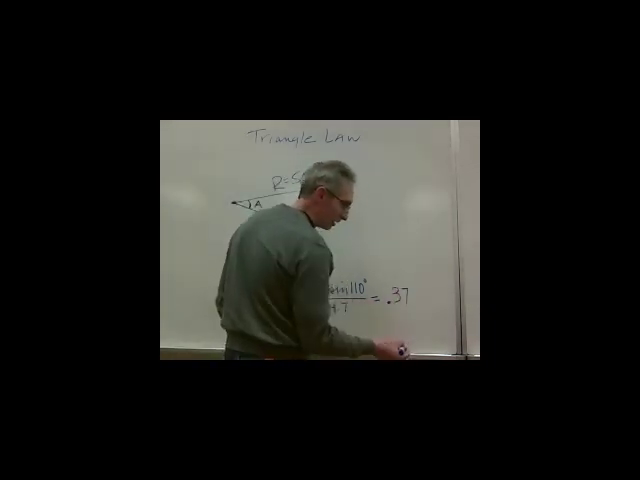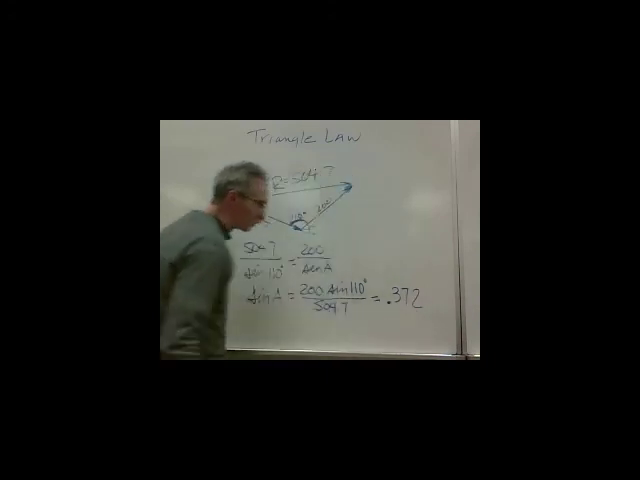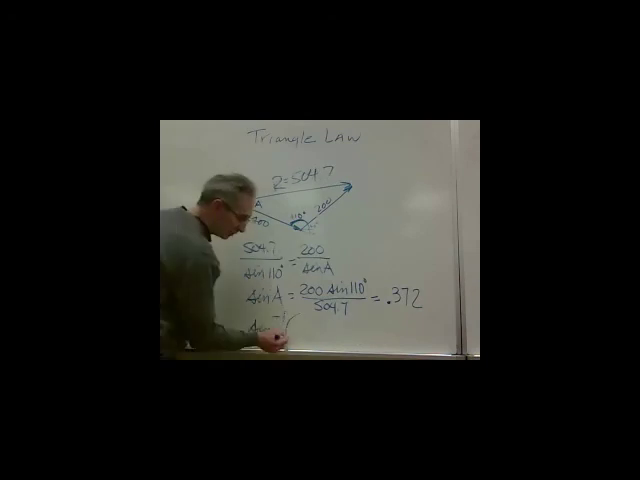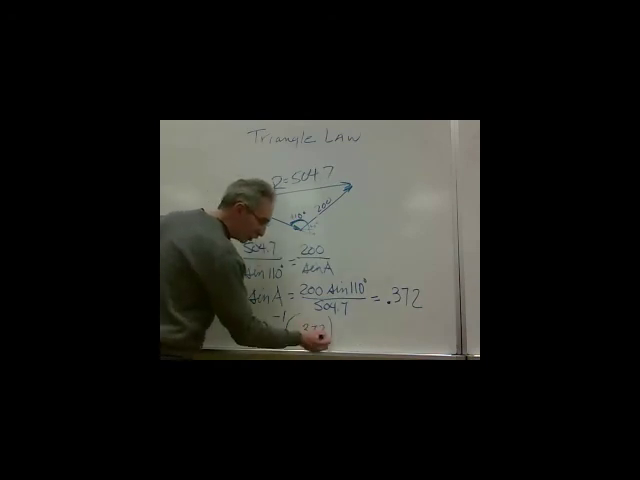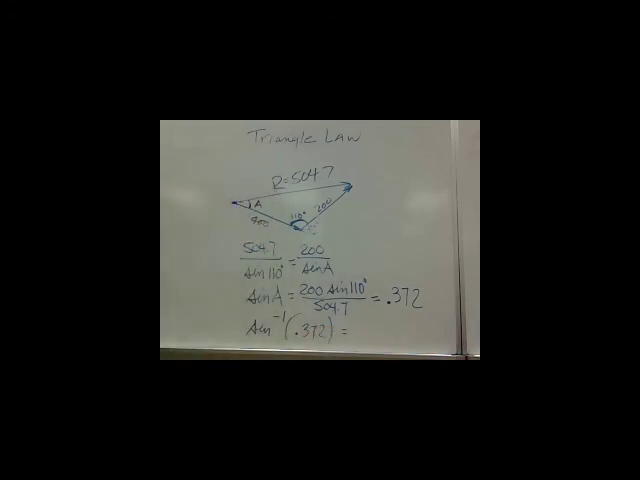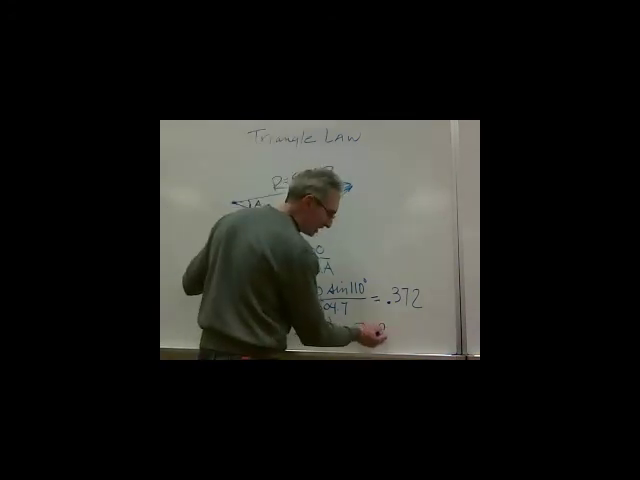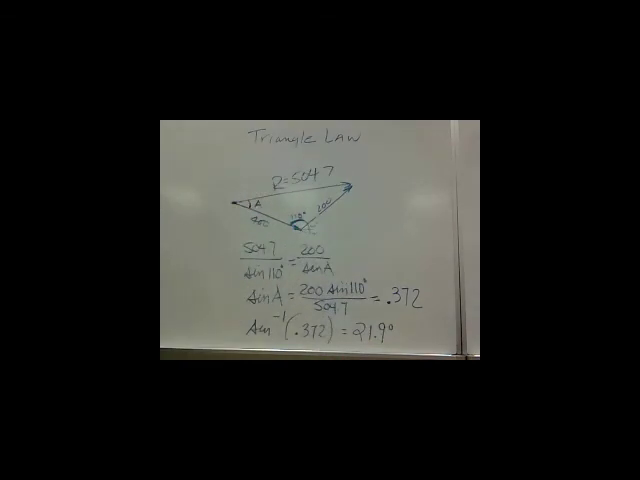0.37 what? You better give me another digit. 0.372. That's not an angle. That's the sine of A. That's a proportion, side to side. So what you're going to have to do is take the inverse sine of 0.372 in your calculator, and then you come up with what? 21 point, what did you say, 86? Okay, we'll call it 21.9.